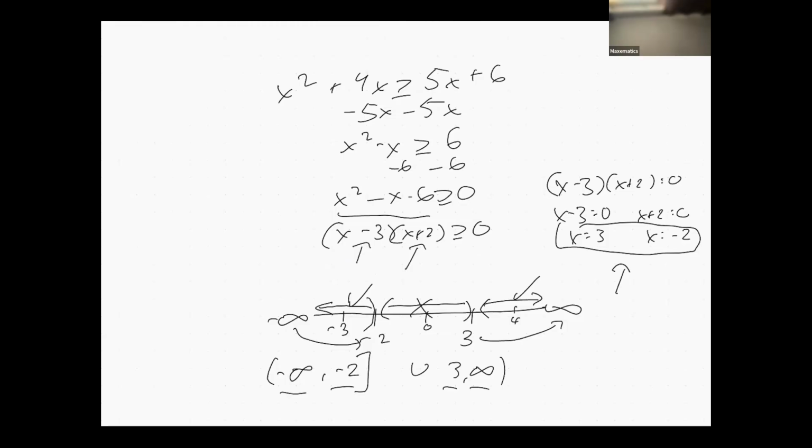So our answer would be negative infinity up to -2 with 3 to infinity. That's an interesting looking negative infinity, but I know you guys get the idea. Okay, let's do one more example, and then we'll call it a day for this section.